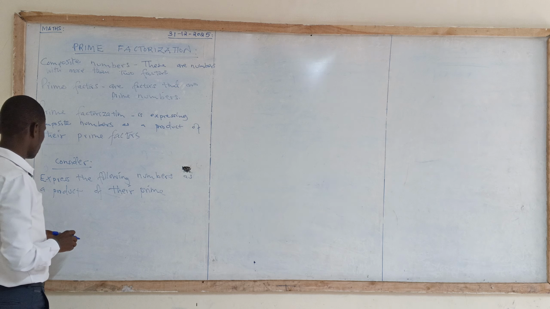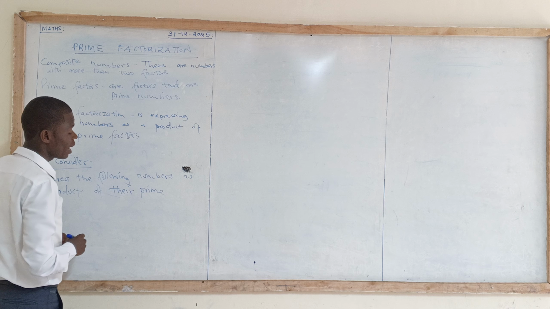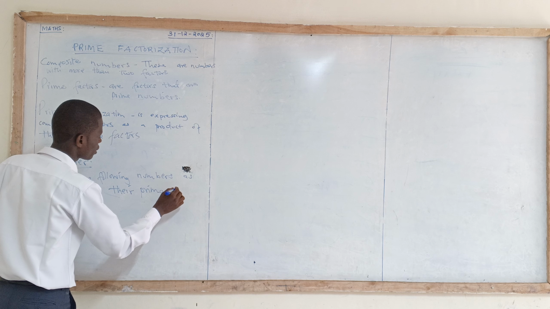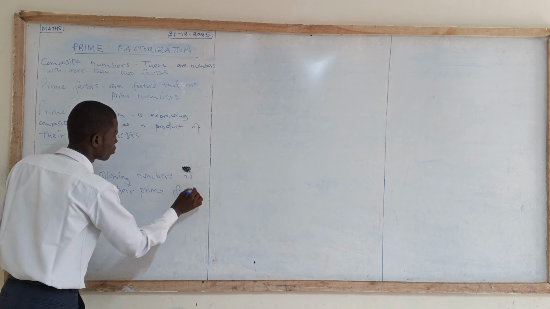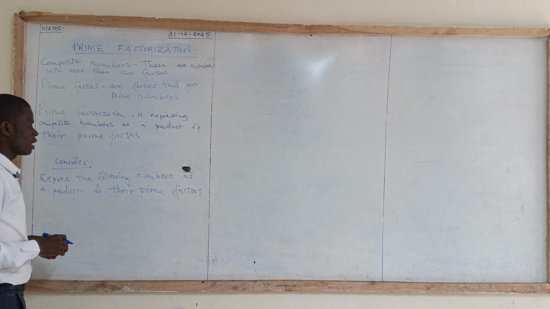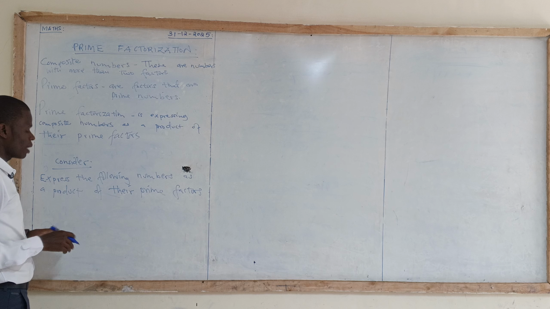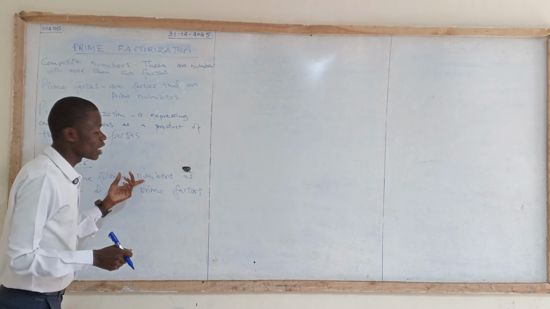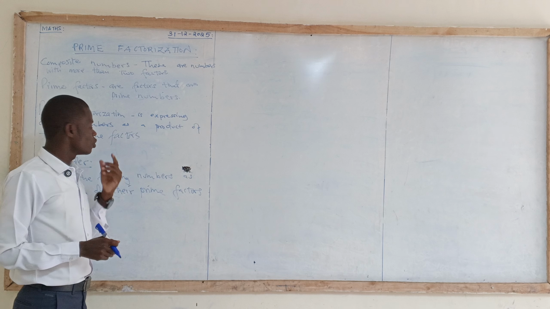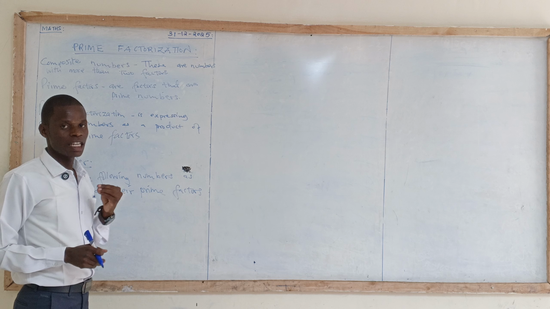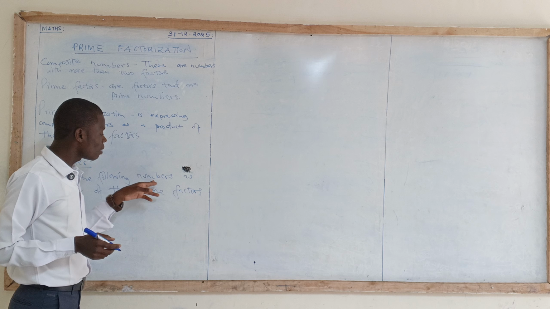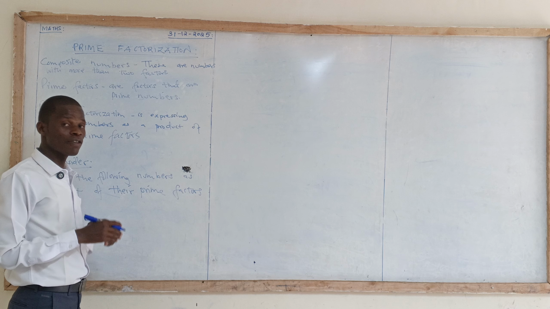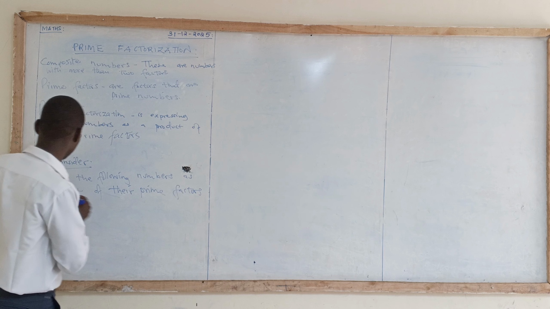Express the following numbers as a product of their prime factors. You can be told, express the following numbers, or you can be told, express the following composite numbers; it still remains the same. If it is written numbers here, it means they are composite numbers, they have more than 2 factors.